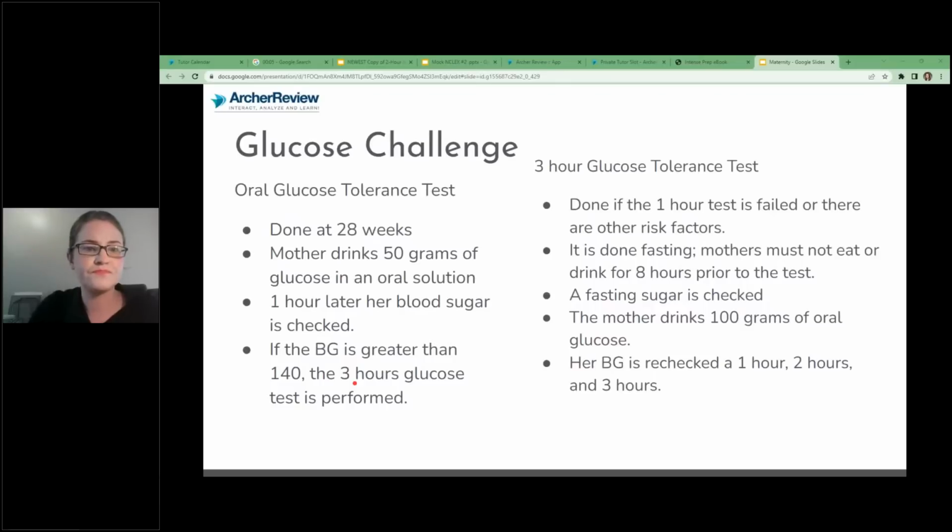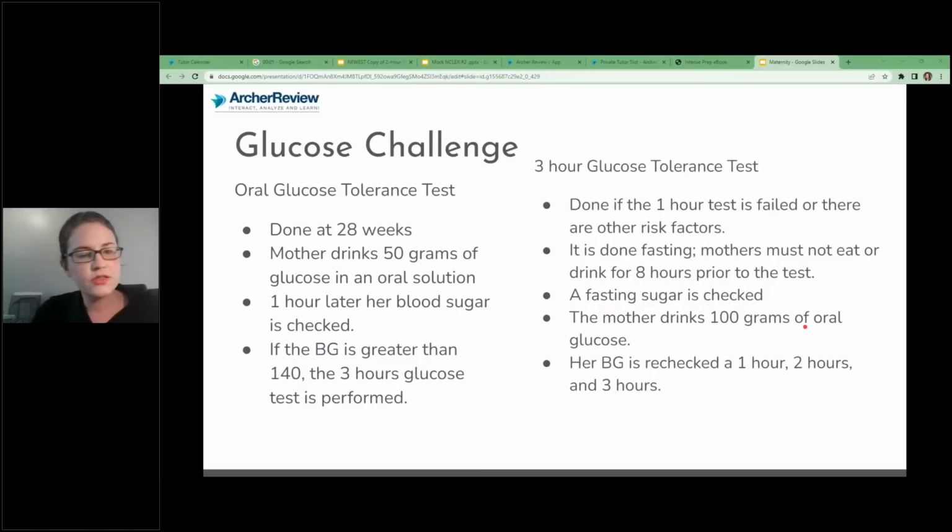Well, man, I really feel bad for those moms who have to come in for the 3 hour glucose test, because they got to come in on another day. And this test is fasting. You have to fast 8 hours prior to the test. First thing we do when you come in is a fasting sugar. After that's drawn, we give the mother 100 grams of oral glucose, a big old flat soda drink. And we check her blood again at 1, 2, and 3 hours, and we check her blood glucose level.